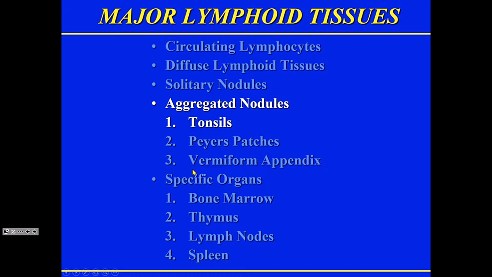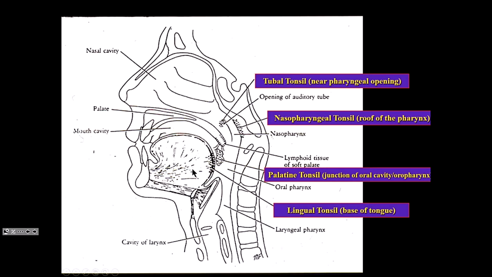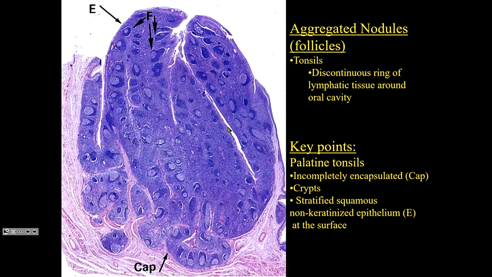Okay, so sometimes we see aggregated nodules in the tonsils. Well, we do always see them in the tonsils. Here are the locations of the various tonsils in the oral cavity. You don't have to remember any of this. You don't have to remember the names of the tonsils, okay? Just showing you that they surround the oral cavity so that as you breathe and ingest, they are readily present to interact with any pathogens that you may be breathing in or ingesting.